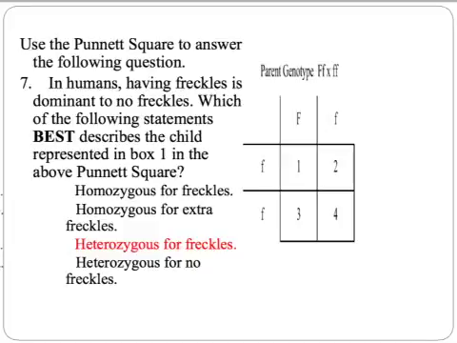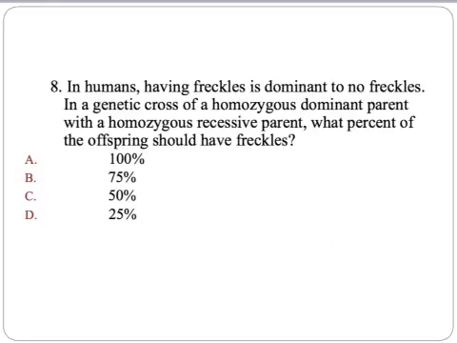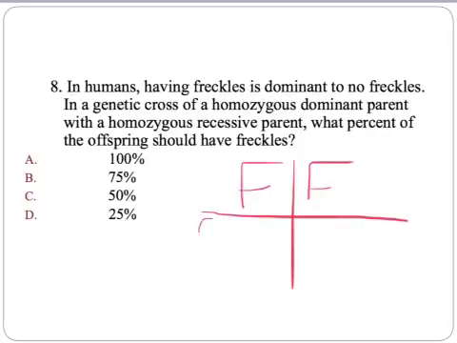That's why I should triple check my work, but sometimes I just get in a hurry and I apologize. Okay, in humans, having freckles is dominant to no freckles. In a genetic cross of a homozygous dominant parent with a homozygous recessive parent, what percentage of the offspring would have freckles? Let's figure it out. So, anytime, guys, they talk about genetic traits, you should do a Punnett square. You really should, because it's going to guarantee you 100% right.